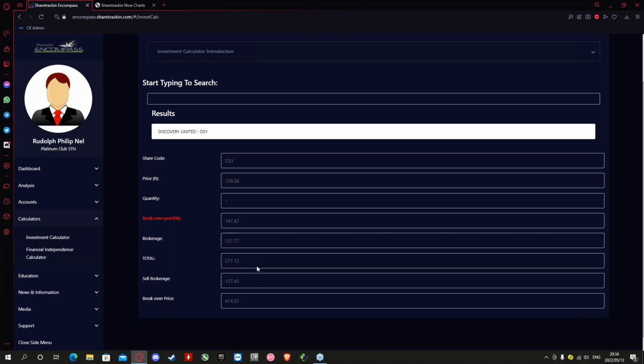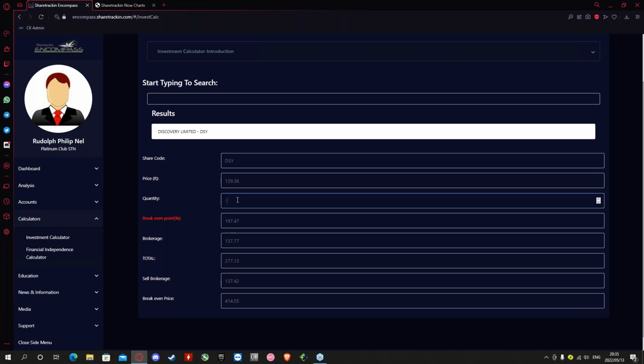Now the total that it gives you here is only your price plus your brokerage. But when you go and buy a share, it also keeps in consideration your selling brokerage on the percentage. So your total doesn't keep in consideration your selling brokerage. Your total only keeps in consideration your price and your brokerage, but your break-even point percentage keeps in consideration brokerage plus selling brokerage plus your price.